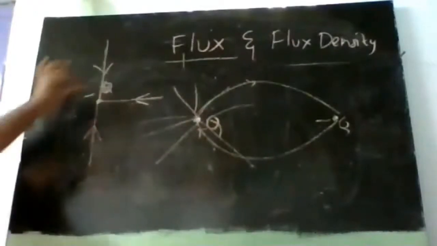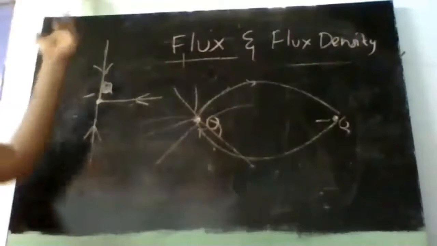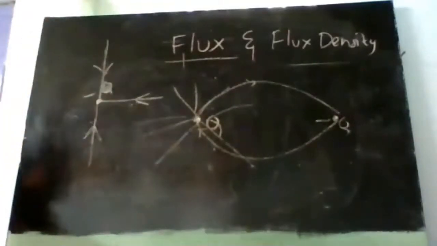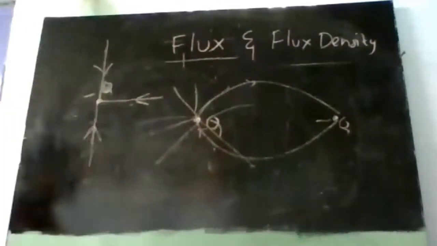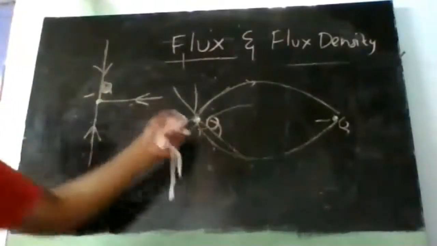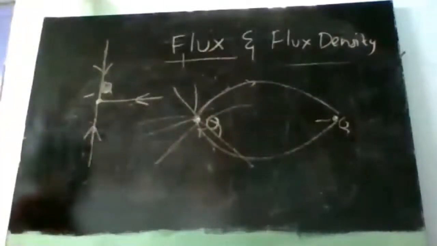So for a positive charge, the lines originate at q and travel to infinity. For a negative charge, the lines originate at infinity and end at minus q. Okay, clear with this? So these are the flux lines we have to assume. And in general, if there are a positive charge and a negative charge, then they will start at plus q and end at minus q. These are the two important properties we have to remember.